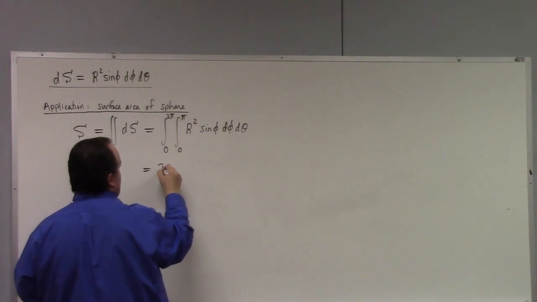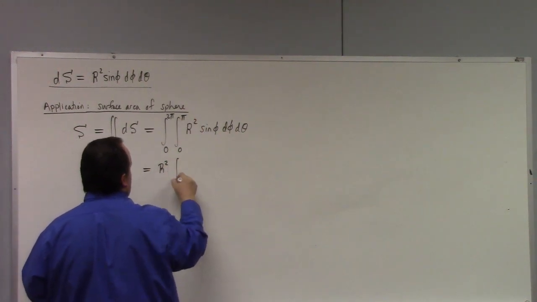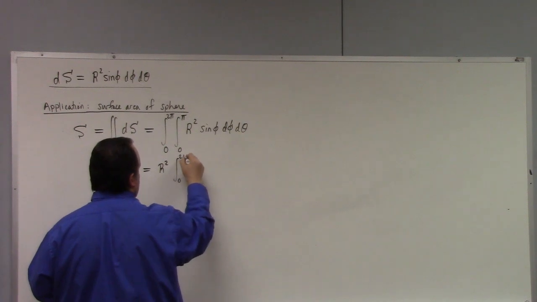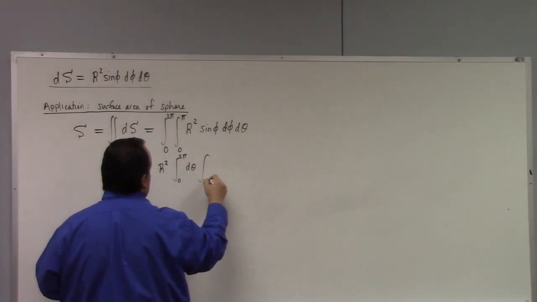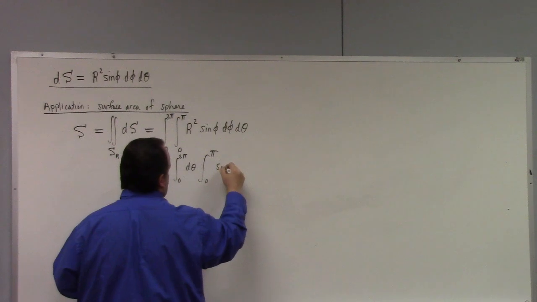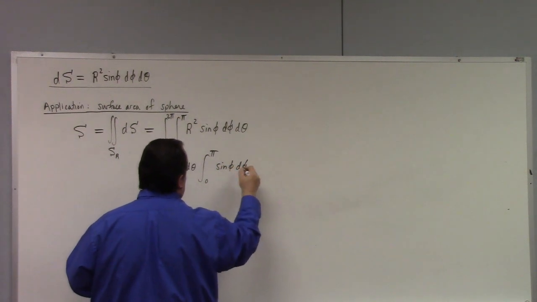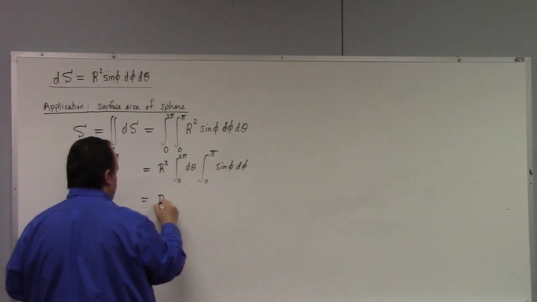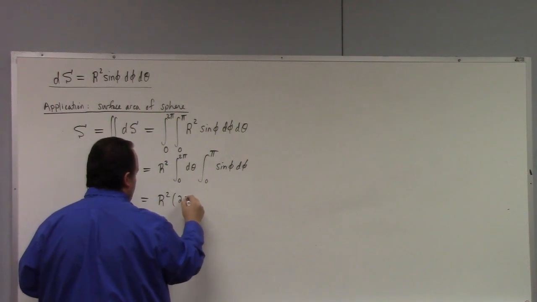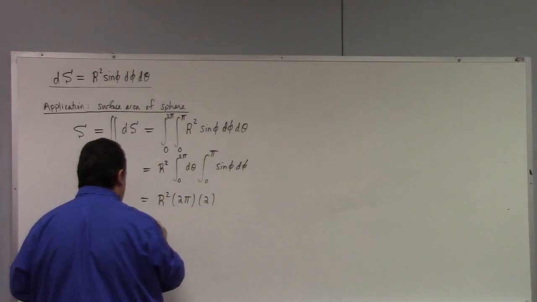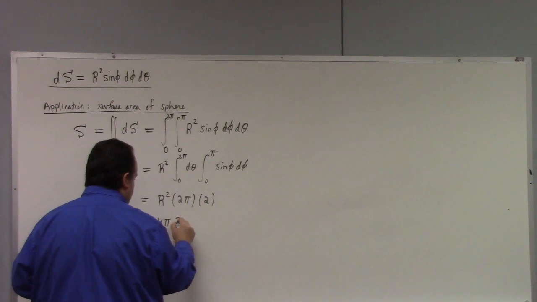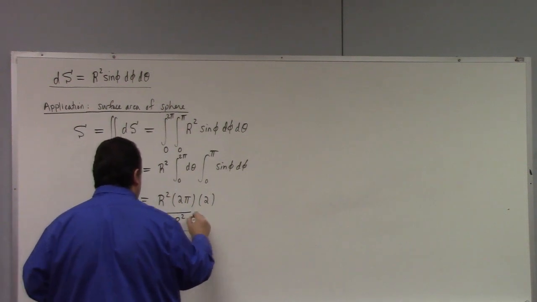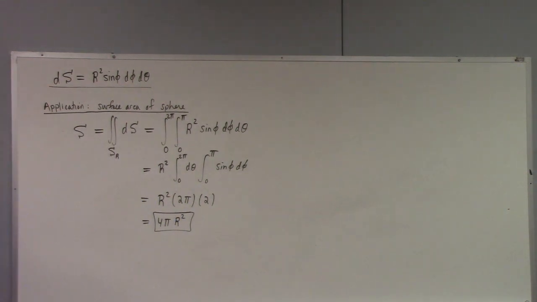So r squared is a constant, pull that out. We've got the integral from 0 to 2 pi of d theta, and the integral from 0 to pi of sine phi d phi. You do those integrals, and you've got r squared times 2 pi times 2. In other words, the surface area of a sphere is 4 pi r squared. Which is nice, right?